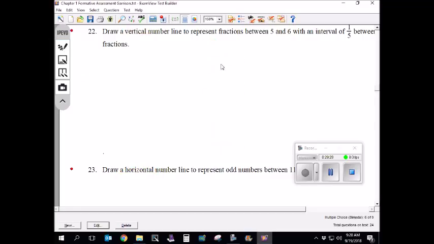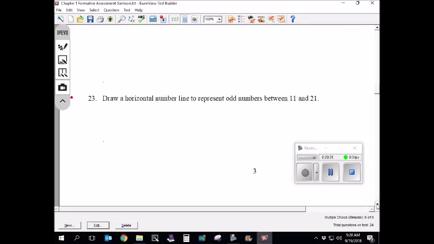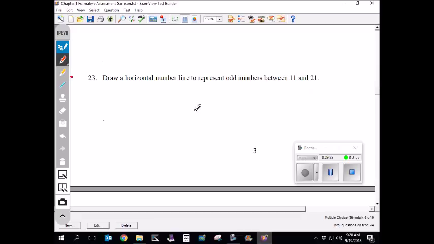Let's go down to the last one here. Draw a horizontal number line to represent odd numbers between 11 and 21. So there's some key words. Horizontal is a key word. And then isn't odd numbers an important one? And between. So let me ask you, are we going to include 11 and 21 on this number line? No, we are not.